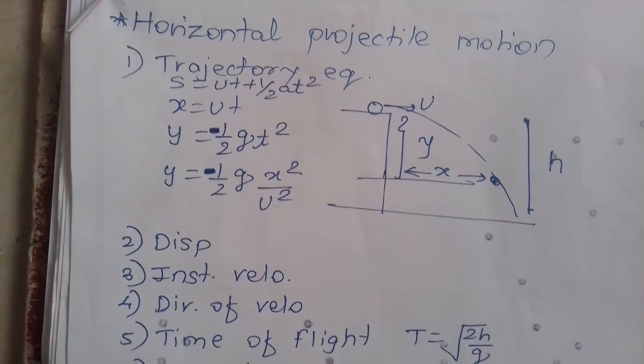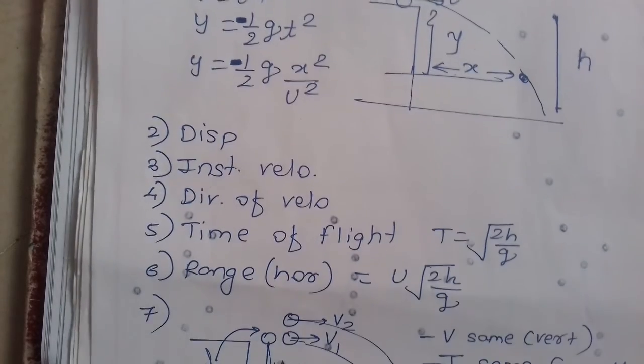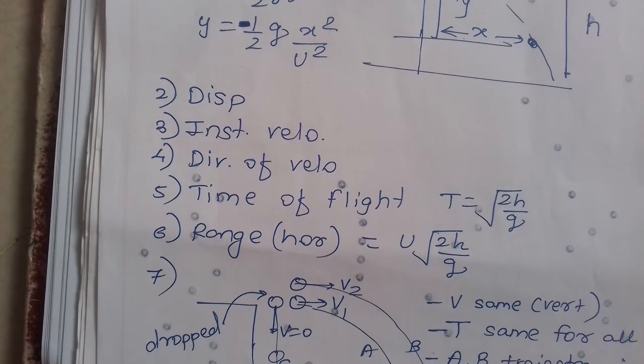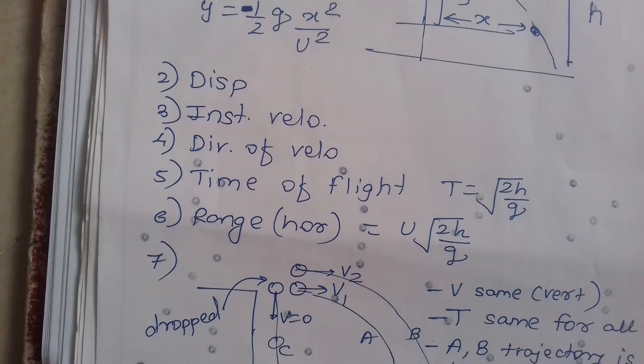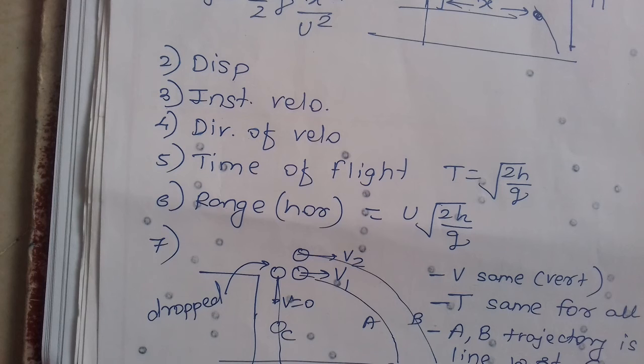Then in this projectile motion also we can calculate displacement, instantaneous velocity, the change in velocity, time of flight. Time of flight is what? Root 2h upon g. Range is what? U into root 2h upon g.